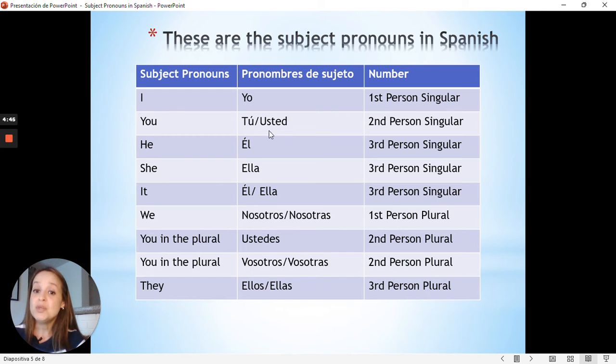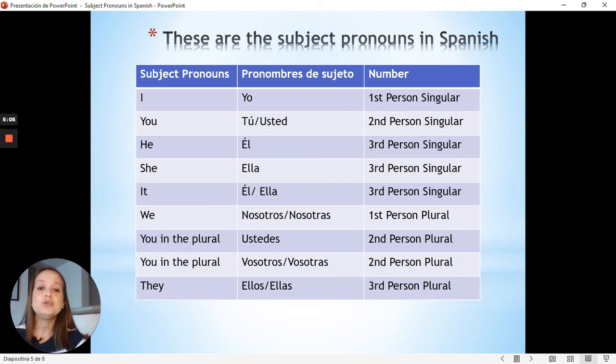But if you are talking with someone that you should show respect to, like a police officer, a teacher, the principal of your school, or when you have a doctor's appointment and you need to talk to your doctor and you need to show respect and formality.